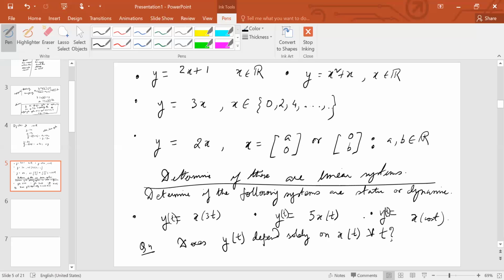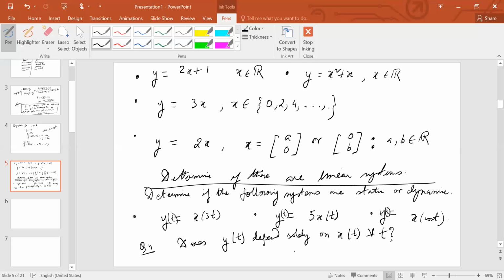So it is not enough for you to just check for any particular value of t and see that at that particular value of t, let's say y at t equal to 1 is equal to x at t equal to 1, and then say, okay, this is a static system. No. On the other hand, it is basically the other way around.